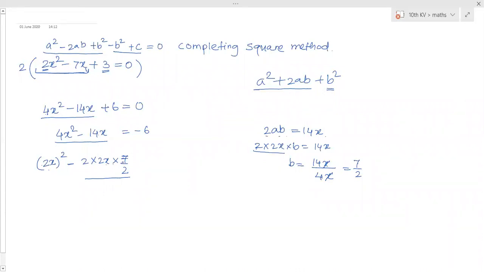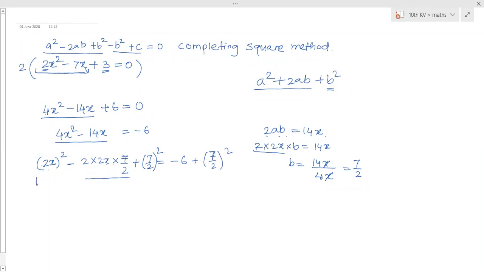Okay. Now you got 2ab. Now you need b square also. B square is not there. So we will add b square on both the sides. So plus, what is b value? 7 by 2 whole square plus 7 by 2 whole square. Is this clear? So on both the sides we have added, that means we have not changed anything.